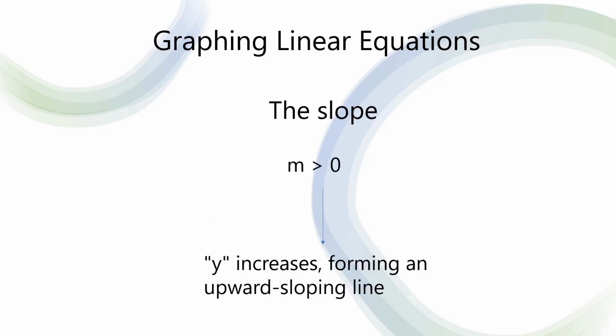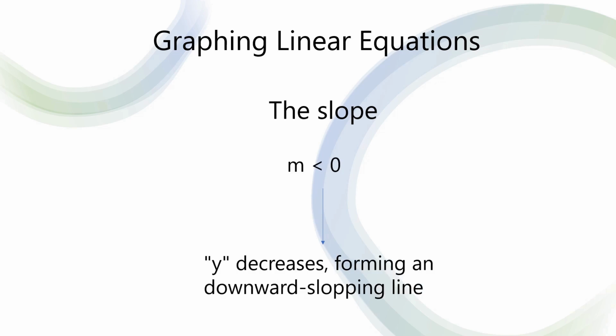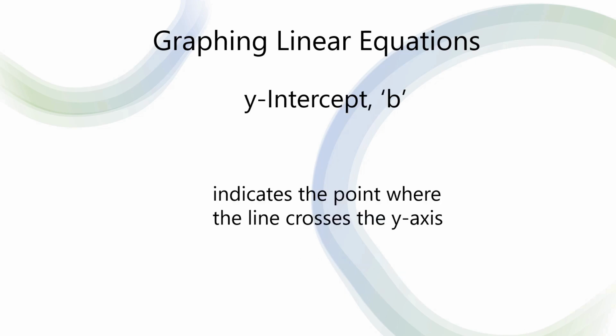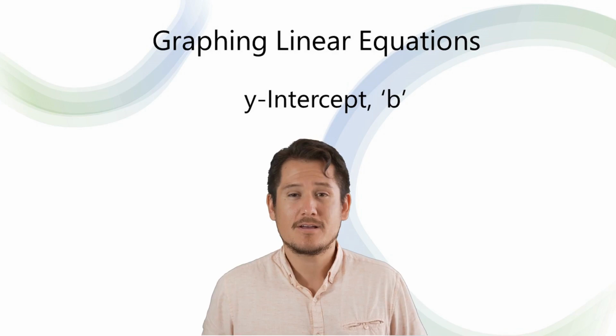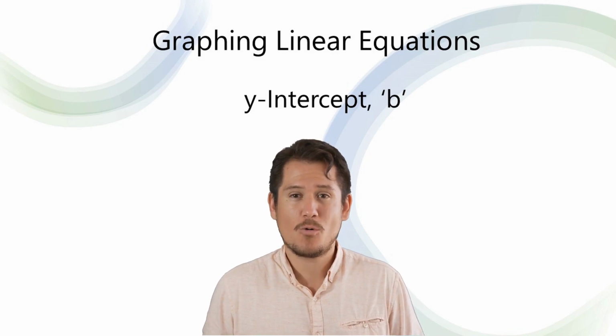If m is positive, it means that as we move from left to right along the x-axis, y increases, forming an upward sloping line. Conversely, if m is negative, y decreases as we move to the right, resulting in a downward sloping line. The y-intercept, symbolized by b, is equally significant as it indicates the point where the line crosses the y-axis. This point corresponds to the value of y when x is 0, making it a starting reference on the graph.